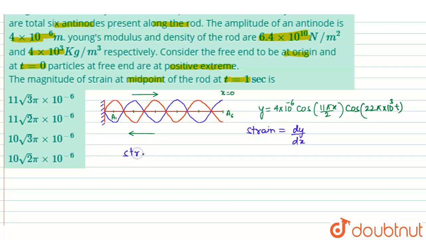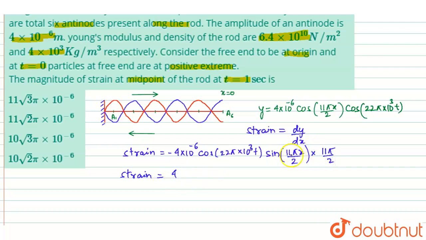So how can you get the equation of strain? If you differentiate this with respect to x, this 4 into 10 raised to the power minus 6 will be treated as a constant, so this will be cos 22 pi into 10 raised to the power 3 t, and when you differentiate the other part, this will be minus sine 11 pi x divided by 2. Now you can also write it like this. So strain, you can also write like this, and there will be 11 pi divided by 2, because when you differentiate, you get 11 pi by 2.